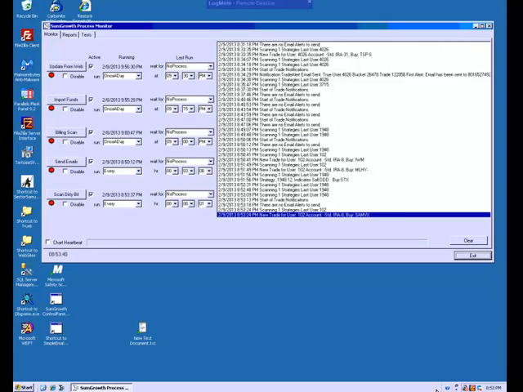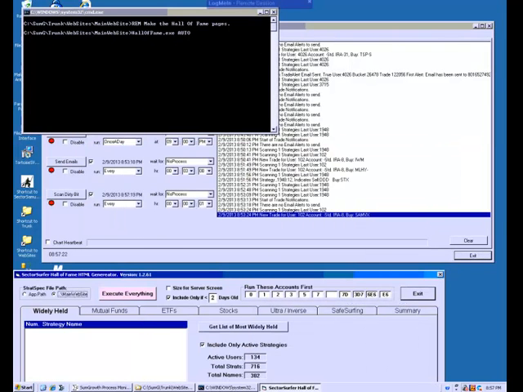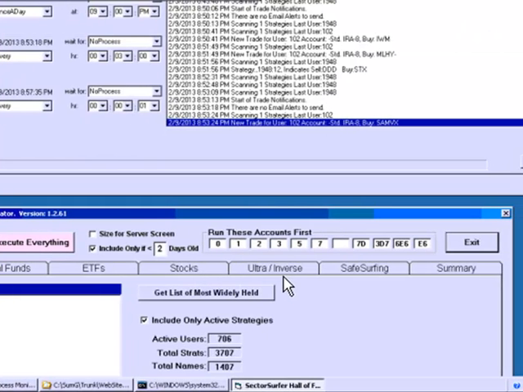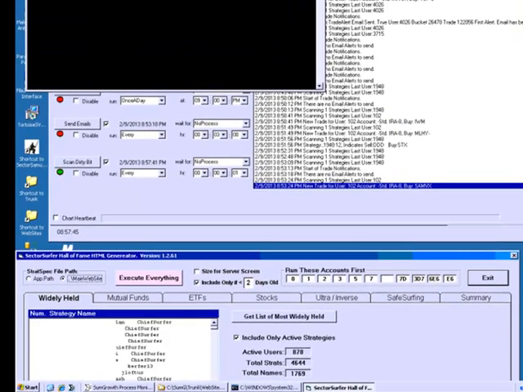Charts are now made on demand, whereas previously, when a strategy was processed, 6 different charts were made all at one time, even though nobody looked at hardly any of them. At about 9 o'clock at night, a number of utility applications run. Here you see the Hall of Fame strategies being processed. You see there are tabs for widely held, mutual funds, ETFs, stocks, ultra-inverse, safe surfing, and a summary.